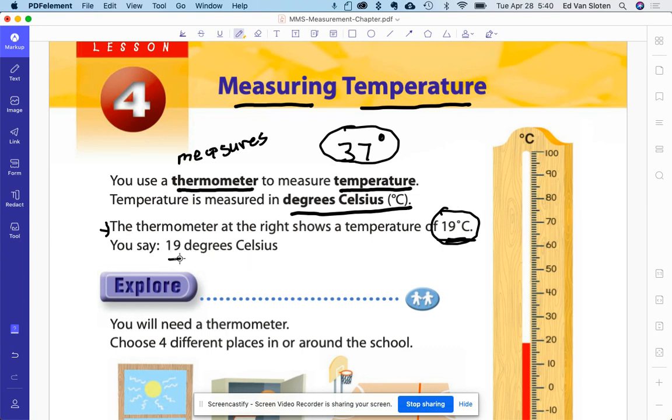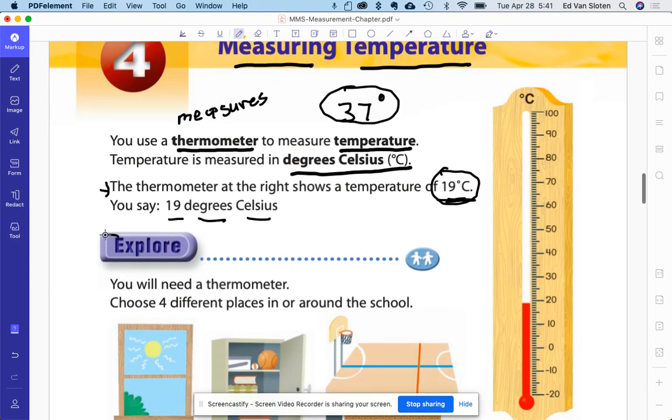You say 19 degrees Celsius. You don't say 19, tiny little zero, capital C, period. No, 19 degrees Celsius. Repeat after me, 19 degrees Celsius. One more time, 19 degrees Celsius. Okay, very good, boys, girls. Let's explore.